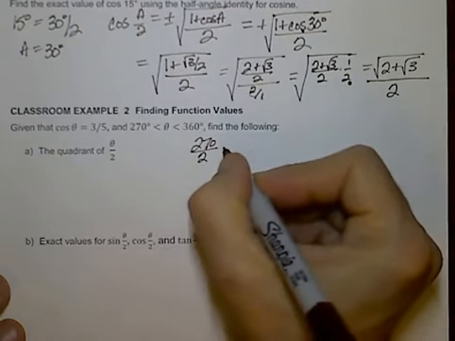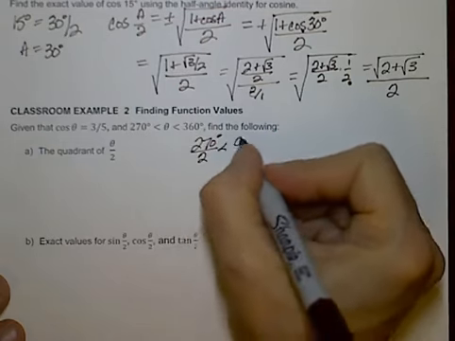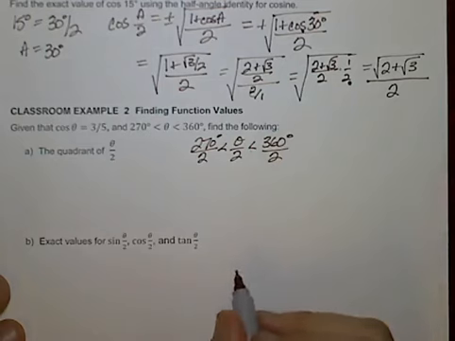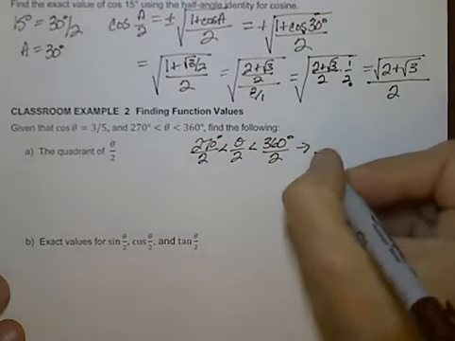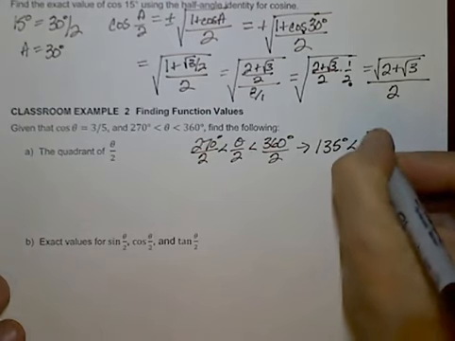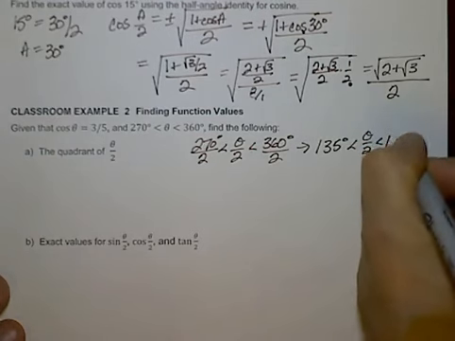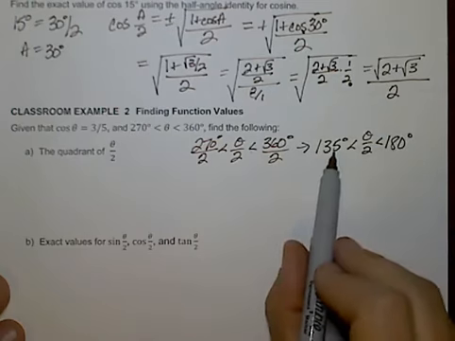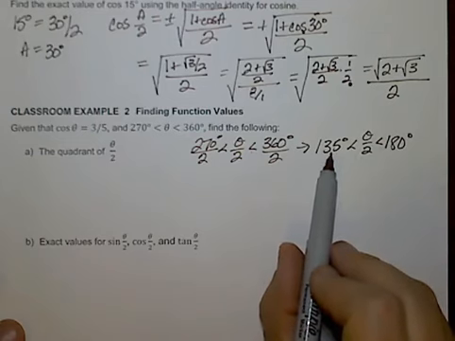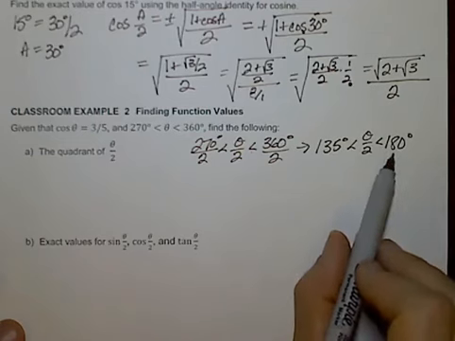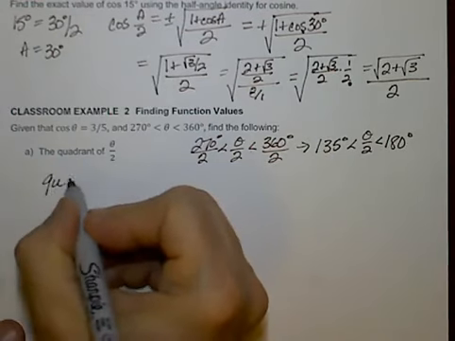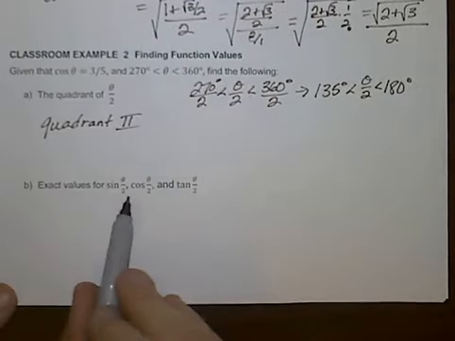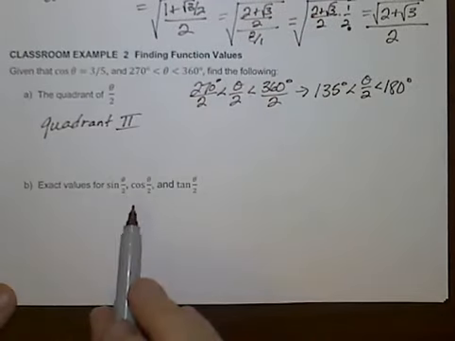What we'd end up with is 270 degrees divided by 2. In the middle we'd have theta over 2, and over here we'd have 360 degrees divided by 2. That's going to give us 135 degrees, or theta over 2 in the middle, and then 180 degrees on the right side. Looking at our degree measures, we want to figure out what quadrant this is in. This is between 90 and 180, so this would be in quadrant 2. Then we're going to find exact values for sine, cosine, and tangent of theta over 2.